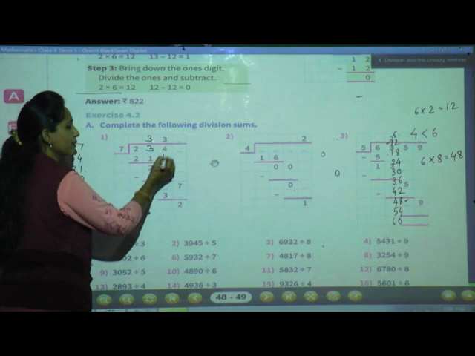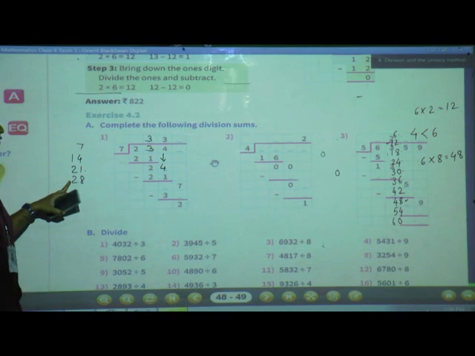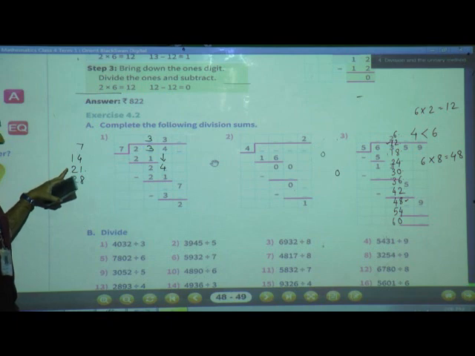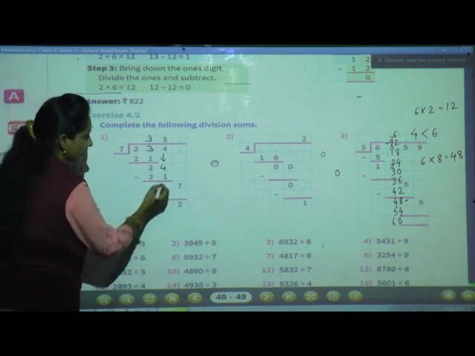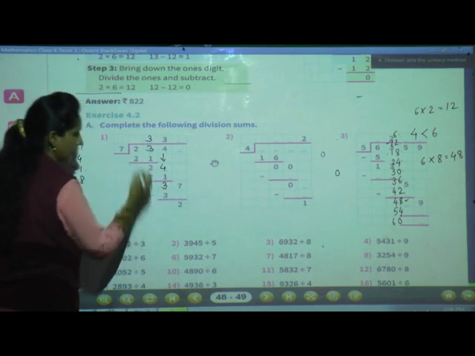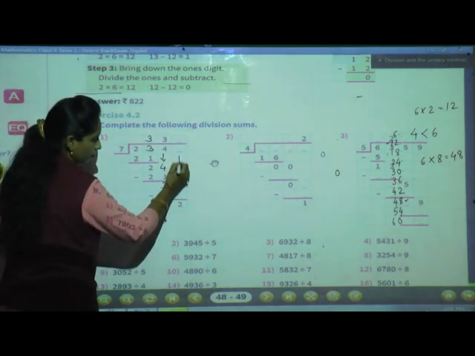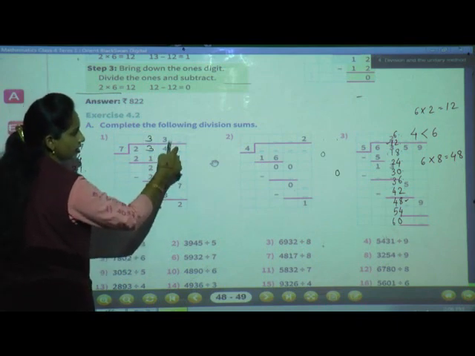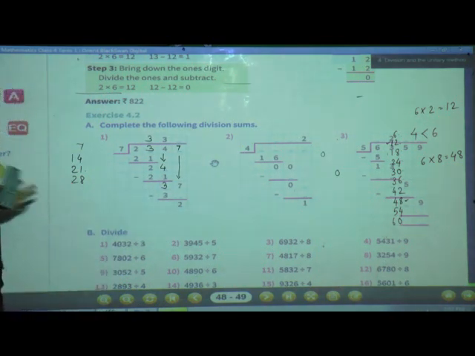Now 2 is remaining. What will we do? We will bring down the tens digit, that is 4. Now 24. Is 24 there? Not there. What will we do? We will take the number less than that, that is 21. 3 times 7 is 21. So 7 threes are 21. Now do the subtraction. 4 minus 1 is 3. Okay. Now we have 37. Here they have given 7, so we will bring down the ones place, that is 7. Now search 37 in the 7 table.